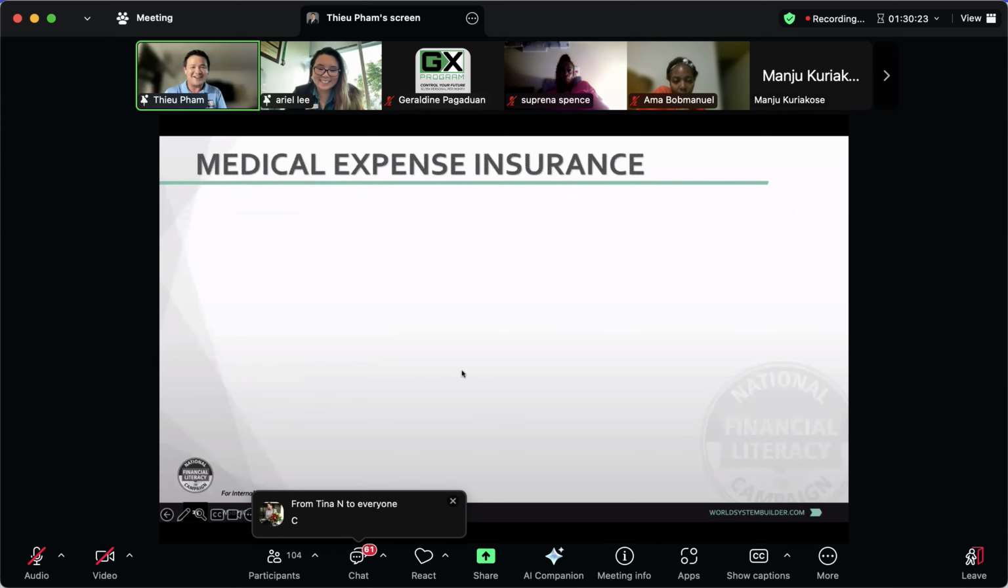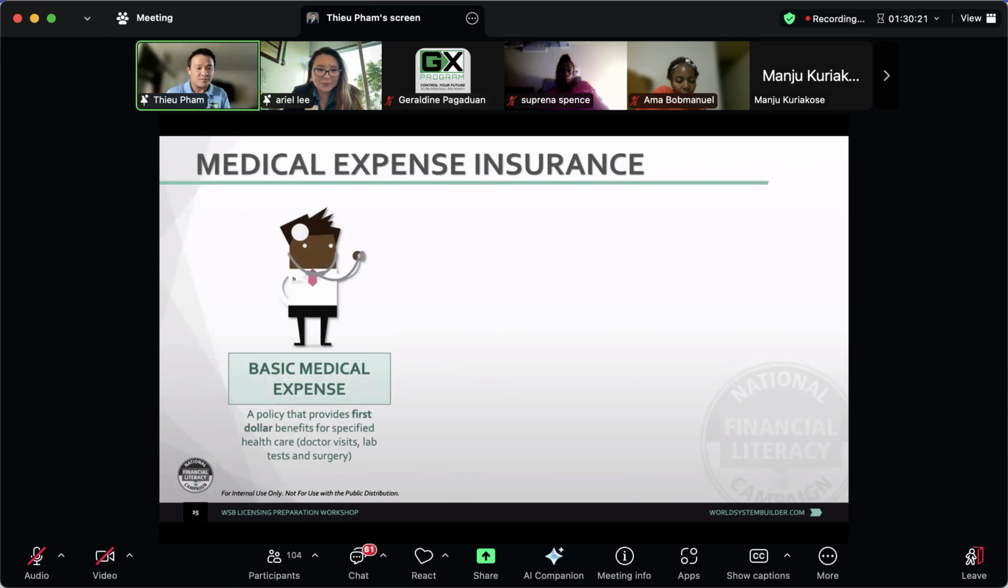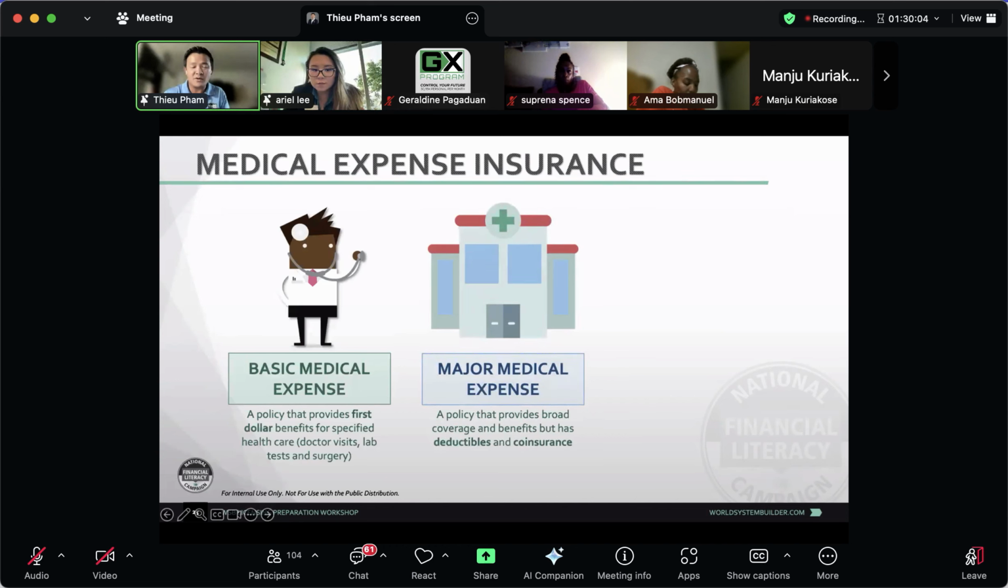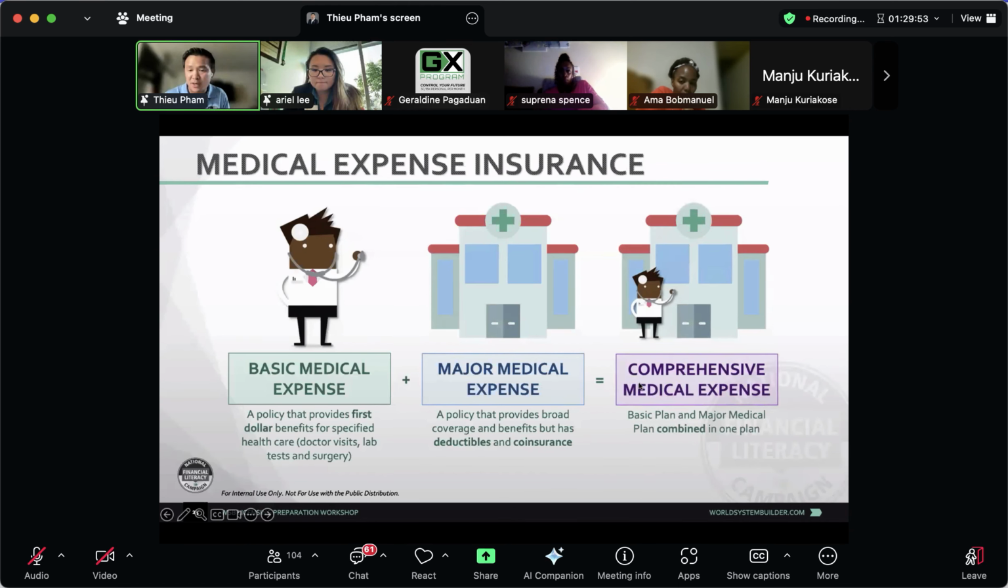So simple. All right. Medical expense insurance. Basic medical expense. I think on the test, not that many questions on this, but there'll be a few, maybe 5. I don't know. A policy provides first dollar benefit for specified health care. All right. Major medical expense. A policy that provides broad coverage and benefit, but has deductible and co-insurance. Okay. And then comprehensive medical expense. So you add the basic with the major, it becomes comprehensive. It's a combined plan. Of course, if you buy these, one will be the most expensive.